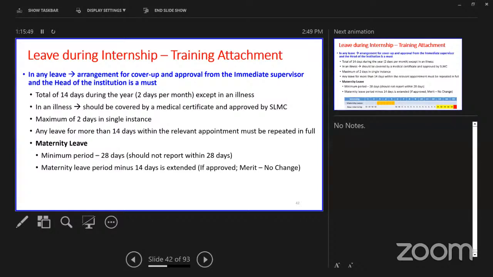So postpone your maternity leave. You are responsible adults. Postpone your maternity leave until after your internship, because considering the stressful period, it's a grave repercussion for the baby as well.